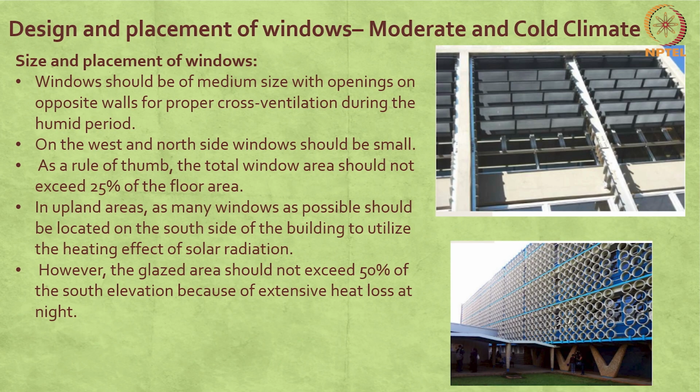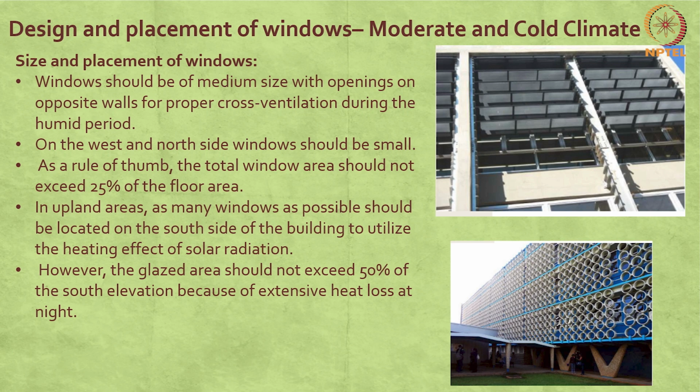So, when we look at design and placement of windows in moderate and cold climate, windows should be of medium size with openings on opposite walls for proper cross ventilation during the humid period. On the west and north side, windows should be small. As a rule of thumb, the total window area should not exceed 25% of the floor area.